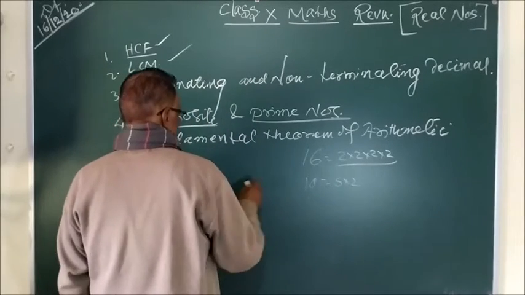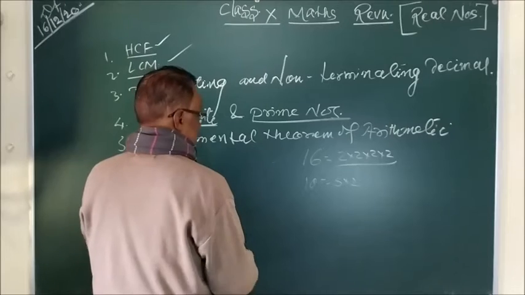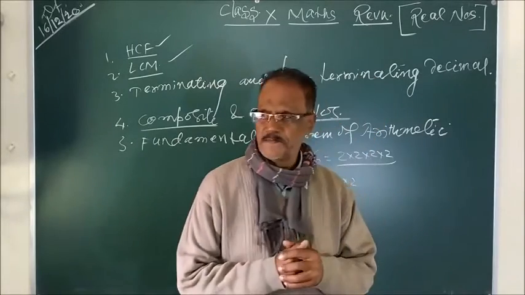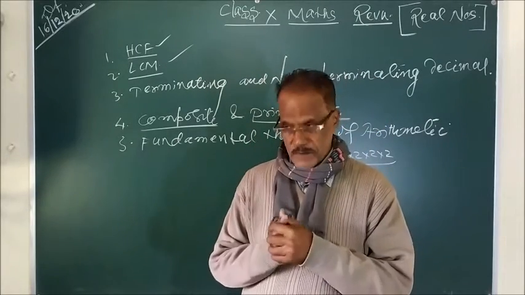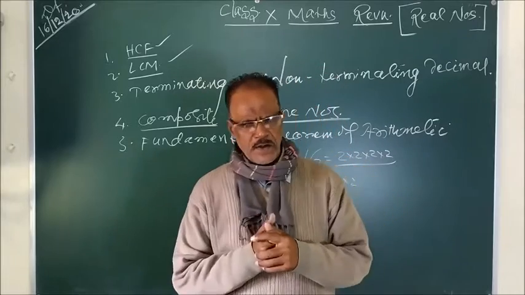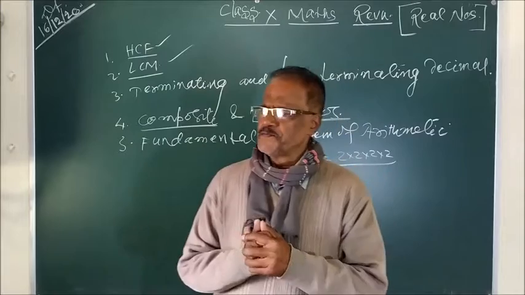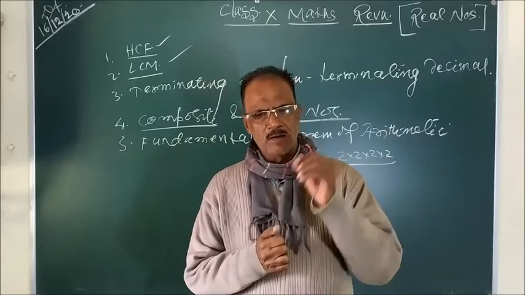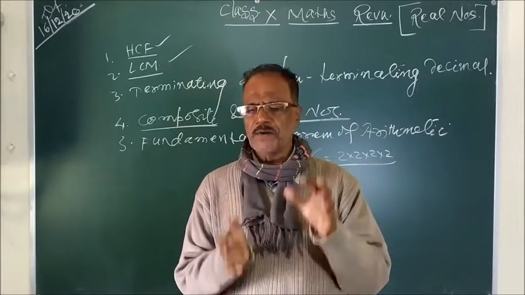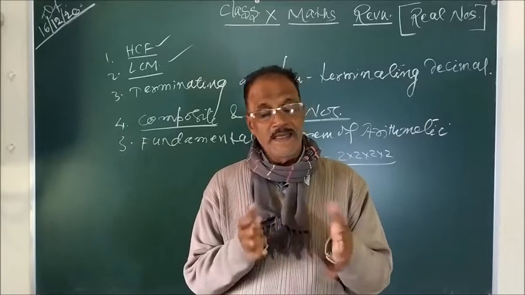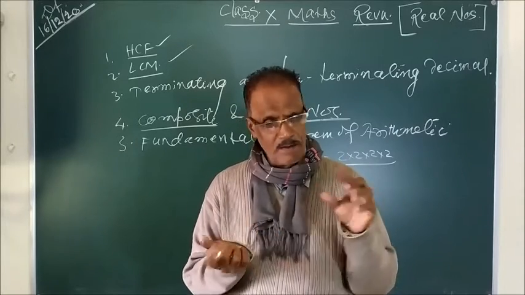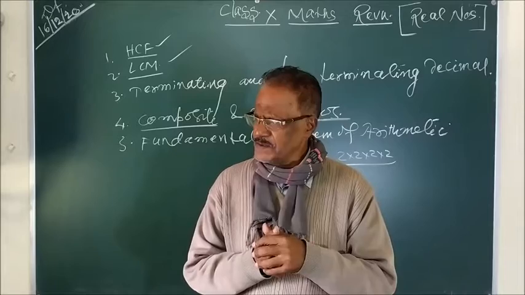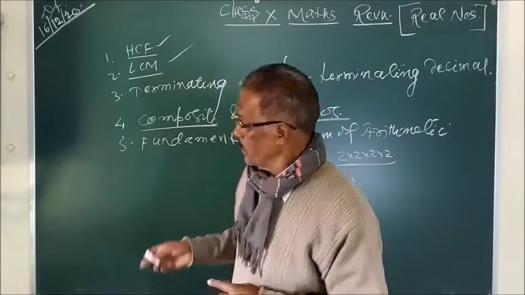I said that every composite number can be expressed as a product of primes. So those numbers are called composite numbers. If you try to understand in simple language, those numbers which are divisible by 1, which are divisible by the number itself, and also divisible by at least one other number, they are known as composite numbers. Or in another way you can understand, those numbers which can be expressed as a product of prime numbers.